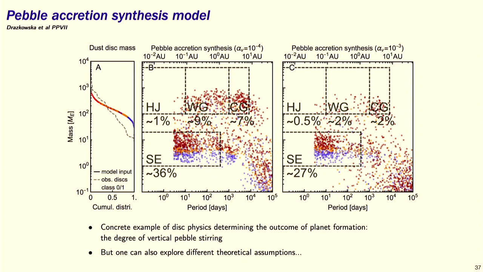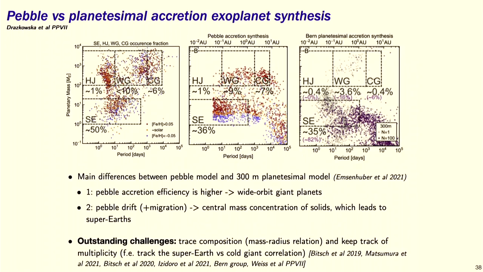But you can go beyond such an exercise and also explore different theoretical assumptions. For example, these are the results from the Bern population synthesis group. And you can see that if you do it with single bodies in a similar way as done for this pebble accretion synthesis, basically all these fractions, especially for the cold giants, are too low. That's not so surprising. If you run a model that starts out with 300 meter sized planetesimals, so you convert all mass first to 300 meter sized planetesimals, forming planets in wide orbits, as we see the mass doubling timescales were very long there, it's difficult to form these cold giants in a wide orbit.